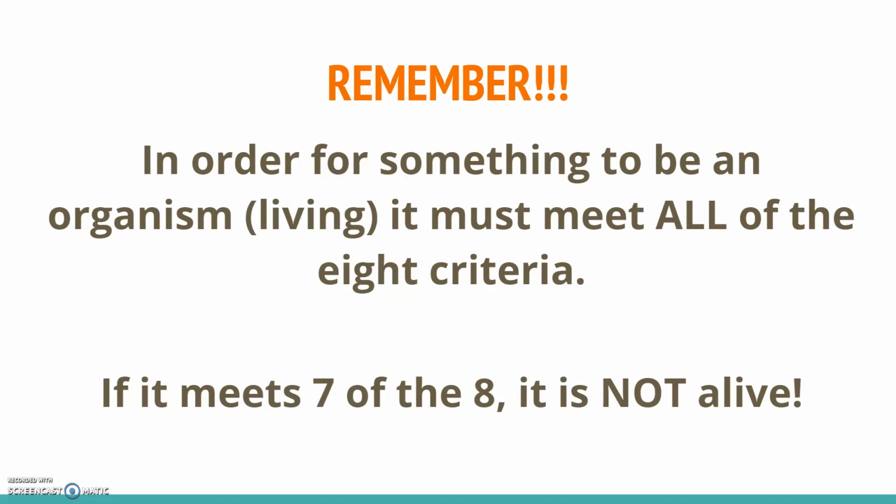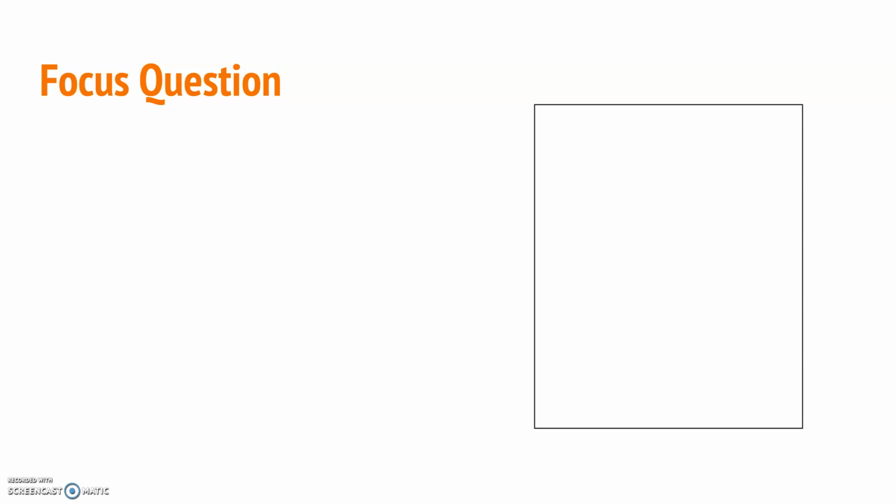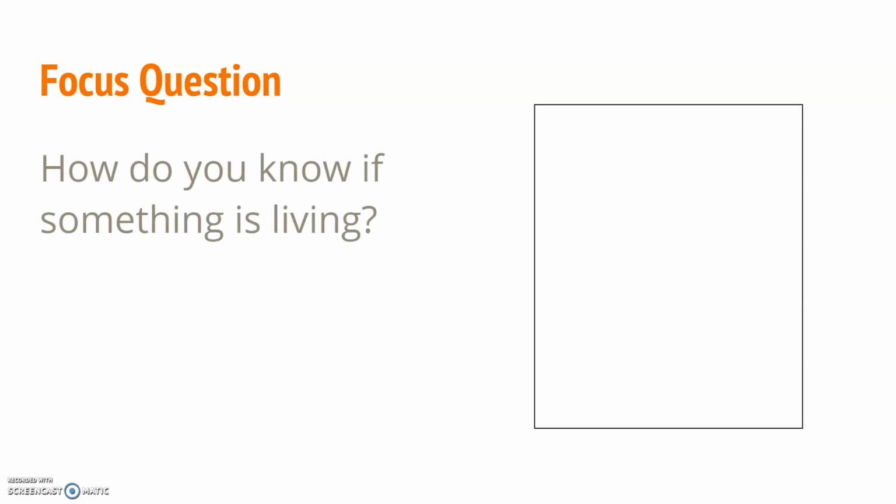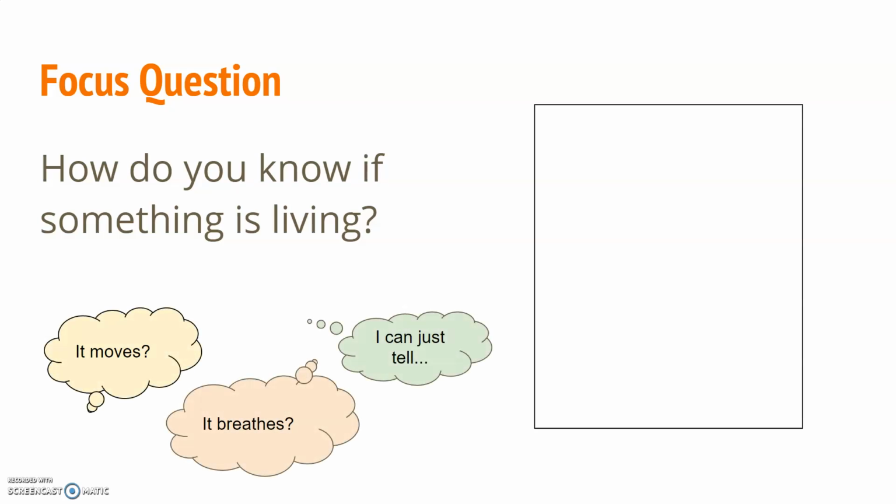So my hope right now is that you're thinking back to that card sort activity. Listening to these 8 characteristics, hopefully you can use these to figure out if the objects in your card sort are living or non-living, or maybe something else. Now, our whole focus question in this video is, how do you know if something is living? Now, if I had asked you this question right from the beginning, I probably would have gotten ideas like this. I know it's living because it moves.